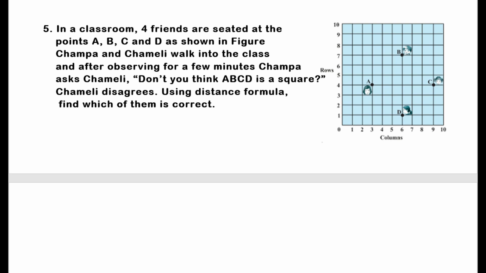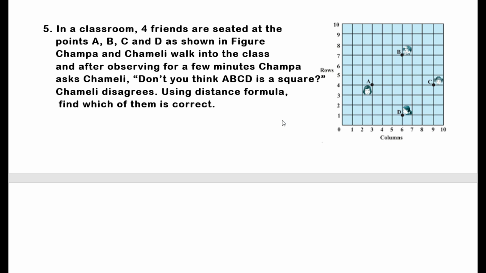Moving to fifth question. In a classroom, 4 friends are seated at the points A, B, C, D as shown in the figure. Look at the figure. There are 4 friends seated at point A, point B, point C and point D. Champa and Chameli walk into the class. After observing for a few minutes, Champa asks Chameli, "Don't you think ABCD is a square?" Chameli disagrees. Using distance formula, find which of them is correct.